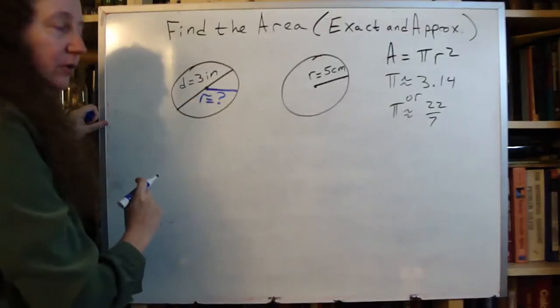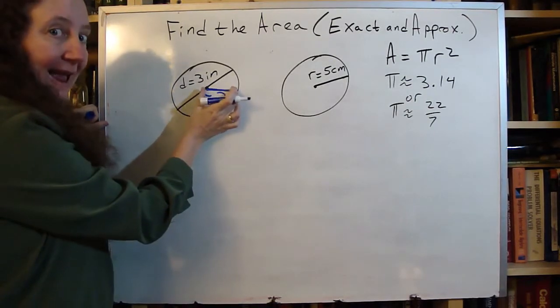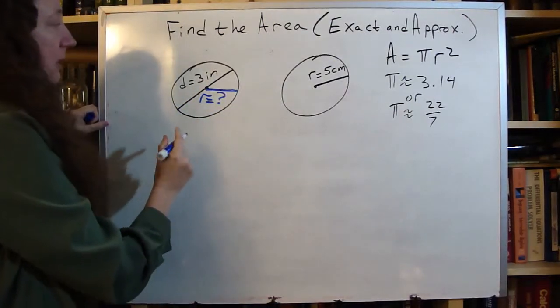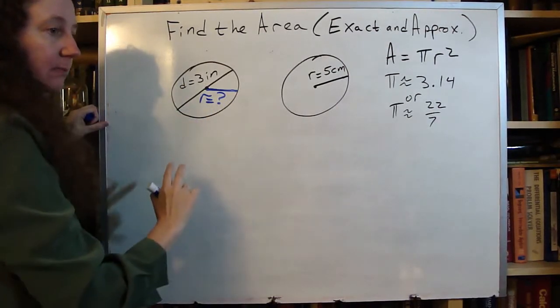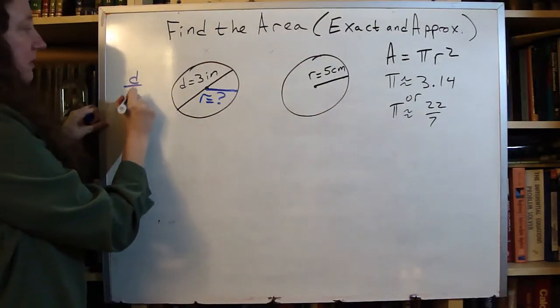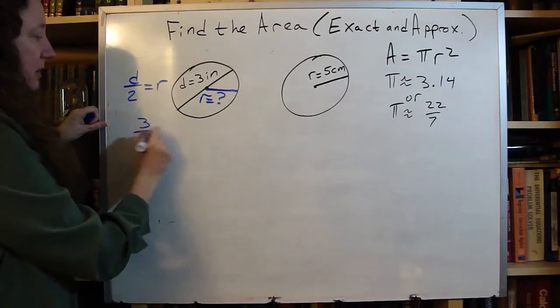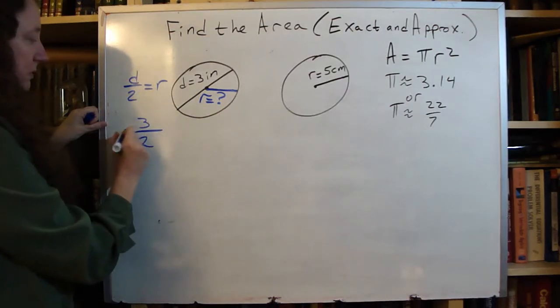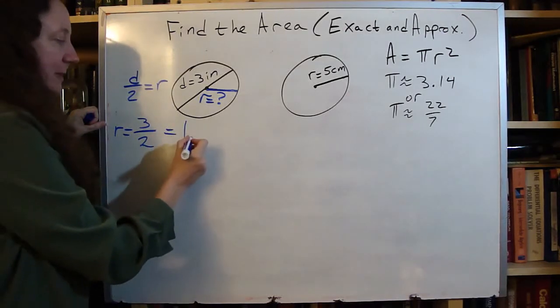I know the diameter is all the way through. The radius is only halfway through. So I'm going to take the diameter and I'm going to divide it by 2. So I have my 3 divided by 2. This is giving me 1.5.